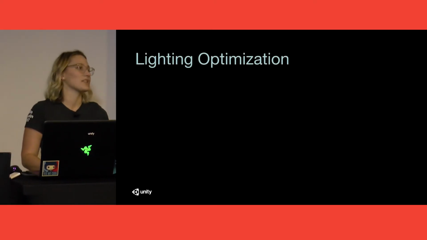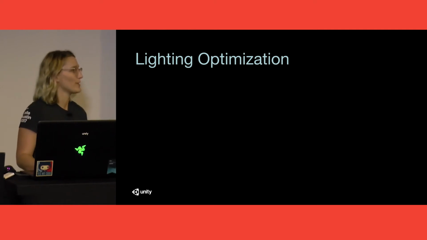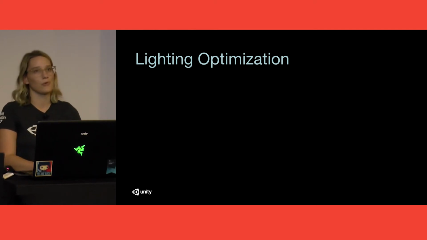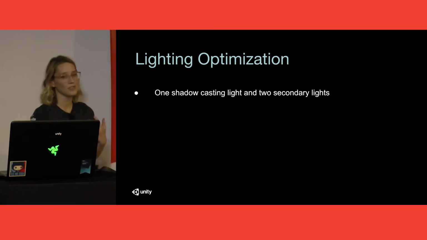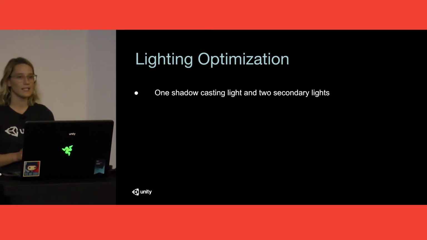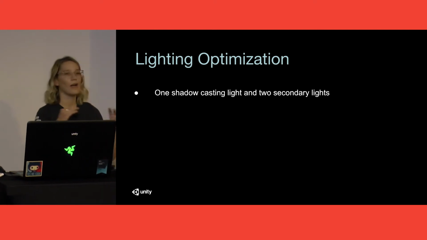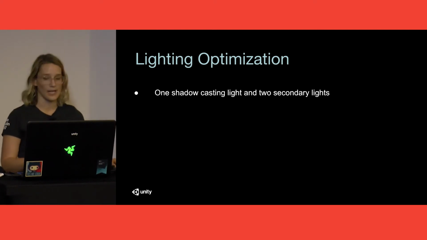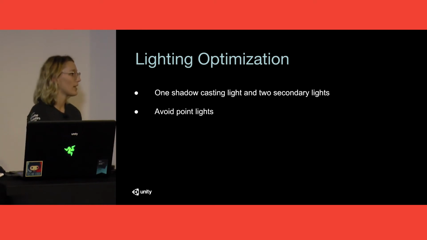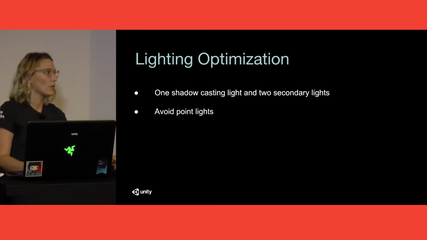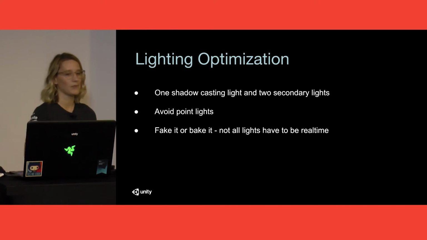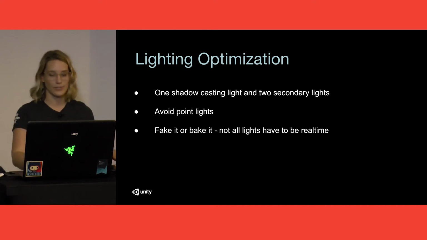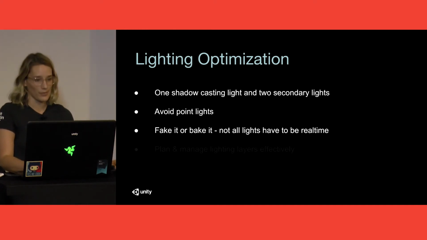All right, and lighting optimization. Lighting is obviously pretty important to most games. It's very important to VR, but you want to be optimized. So we encourage people, if they can, to limit yourselves to 1 dynamic shadow casting light and 2 secondary lights. Other than that, try to bake as much of your lighting as you can and use light probes. Really try to avoid point lights if you can. These typically don't work well in VR. And remember, not all of your lights have to be real time. If you stick to that high level rule of 1 shadow casting light and 2 secondary lights, you should have pretty good performance there.